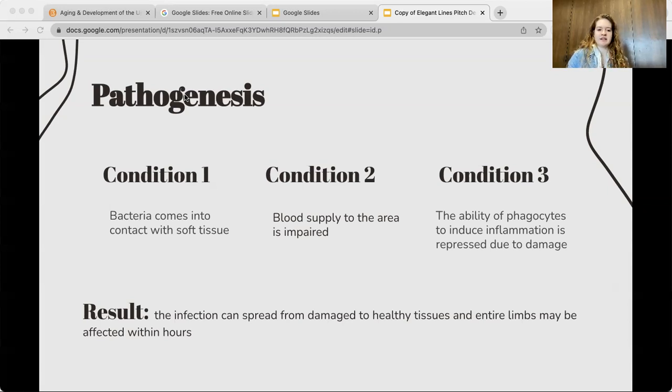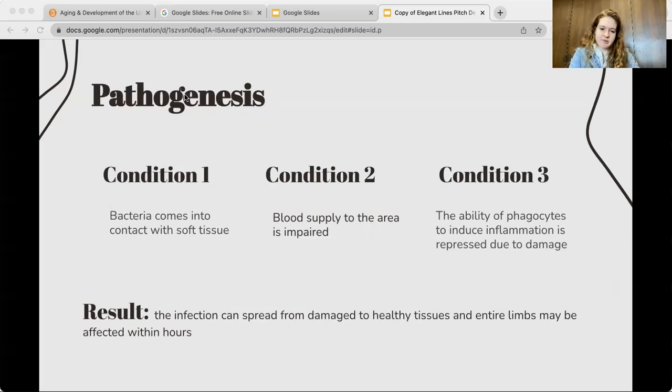And then condition 2, the blood supply to the area has to be impaired. And that has to do with the fact that the bacteria is anaerobic. So the blood carries the oxygen. So if there's no oxygen really coming into contact with the wound, that's an ideal condition for the bacteria to spread. And supporting that is the fact that 90% of contaminated wounds will have clostridial organisms, but fewer than 2% will develop gas gangrene.